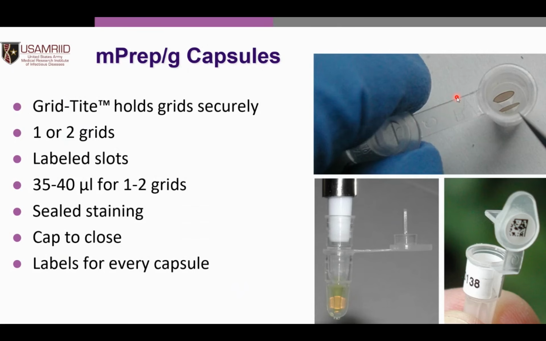There's a cap which can close over top of the capsule. It doesn't touch the grids when it's closed, but it can give you a fully contained little safe place for your grids to live. You can actually use this system for long-term storage if you choose to. As you see down here, this person has labels on their system. We did not do that at USAMRIID because we had another system already in place for grid storage prior to this, but it's not a bad idea if you don't already have a previous system set up.